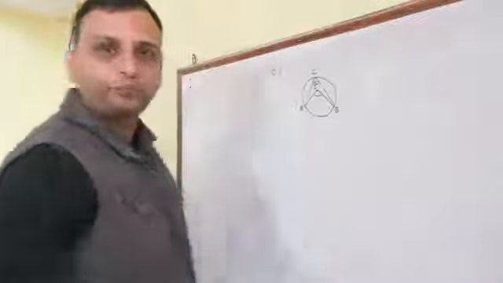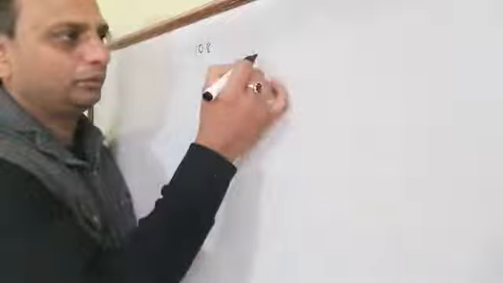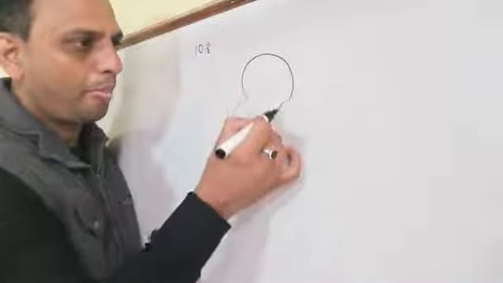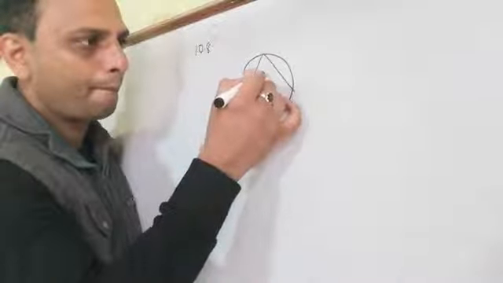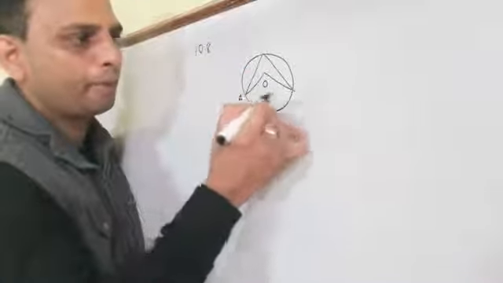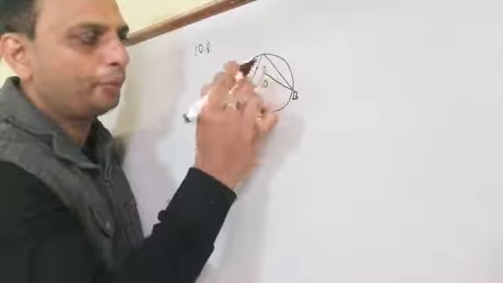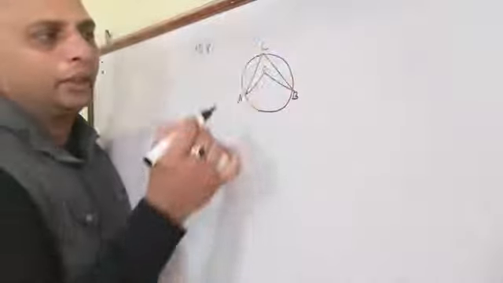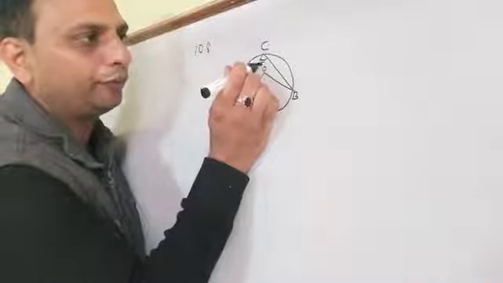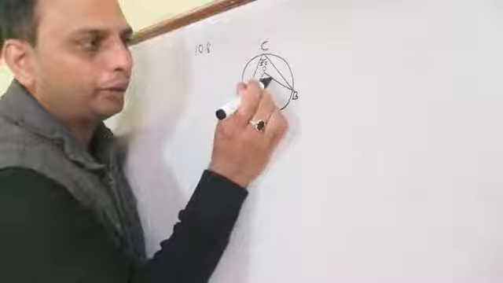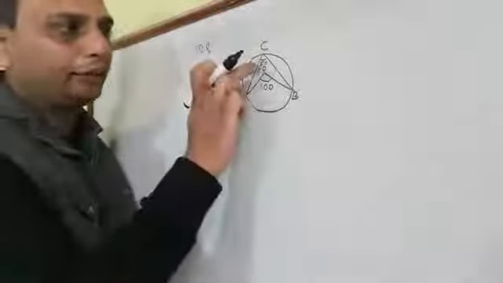Suppose this AOB is one angle, this is O, and suppose this is C. According to this theorem, the angle formed on any part of the circle, suppose here the angle formed is 50 degrees, then the angle at the center will be double that. It means the angle at O will be 100. I hope you understood. If this angle is 50, this will be 100.